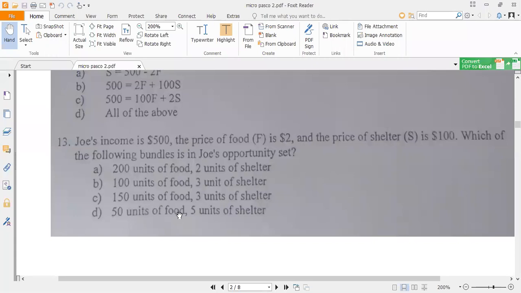If you go for 50 units of food, that is giving us 100 on food, and then 5 units of shelter, that should be 500. If you add the two, you are getting 600. That one too is more than the income. So we should go for B. That's number 13.